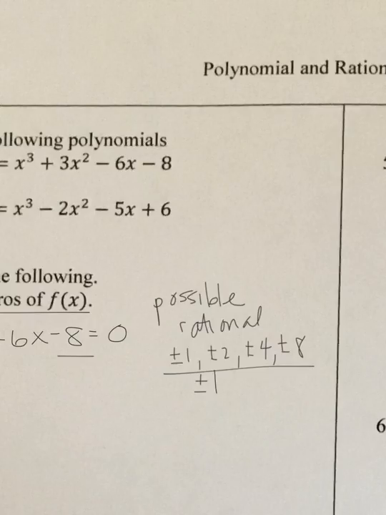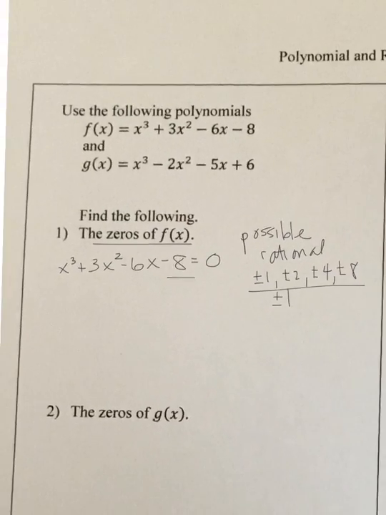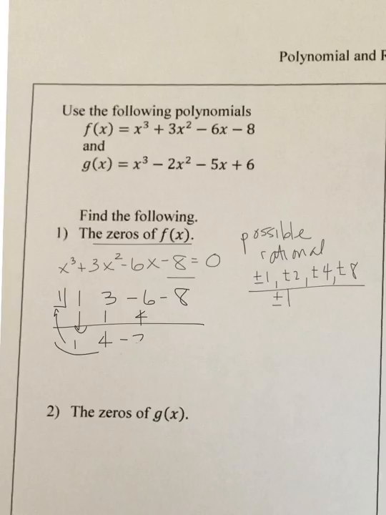So we're going to test out a few possibilities by using synthetic division. I'm going to start by trying 1, because it seems like 1 or negative 1 work a lot. So let's try this. We have 1, 3, negative 6, negative 8. Bring down our 1 here, multiply. We add those together, multiply again. We're left with negative 2. 1 doesn't work. So then I try, okay, well, how about negative 1?